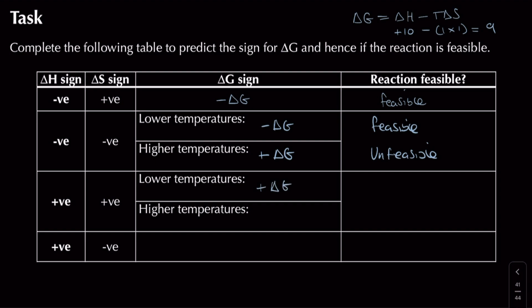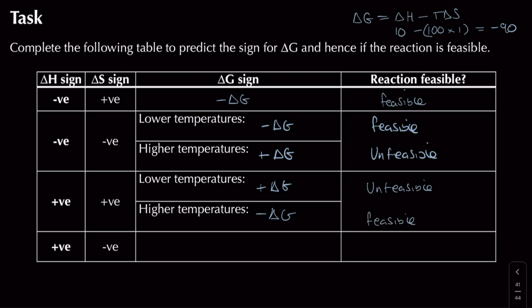But then, let's say I change my temperature but keep everything else the same. Delta H is again 10 and we're subtracting a very high temperature of 100 times 1. We end up with, in this case, a value of -90, and we can see delta G eventually becomes negative. So delta G at higher temperatures is going to be a negative value. At lower temperatures the reaction is not going to be feasible, and at higher temperatures the reaction is going to be feasible.